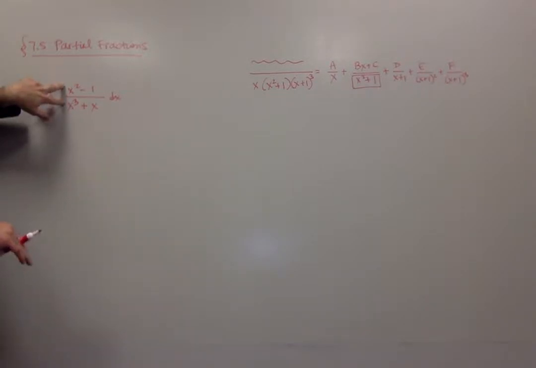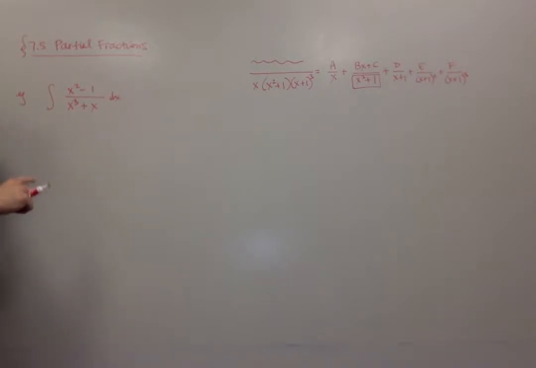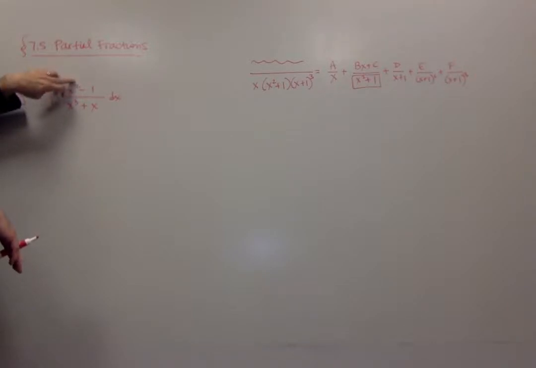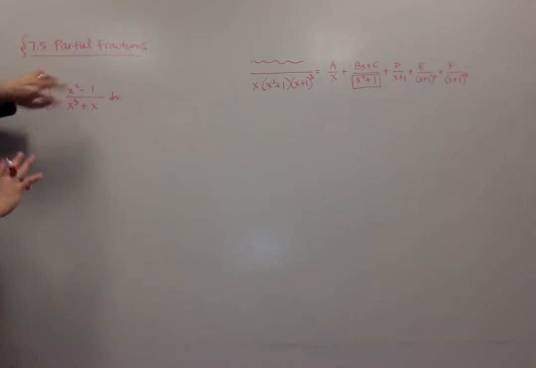There are no trig functions in here, and I don't see any square roots of 1 minus x squared or 1 plus x squared or x squared minus 1, so I don't do trig substitution. So I'm left with really just doing partial fractions here. The first thing I do with partial fractions is I look at the degree of the top and the degree of the bottom, and I notice the degree of the top, 2, is smaller than the degree of the bottom, 3, so I don't need to do long division. I'm relieved of that here.